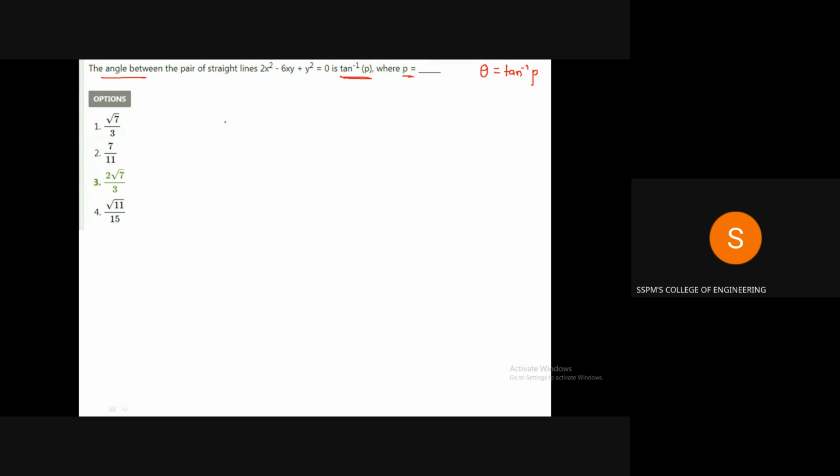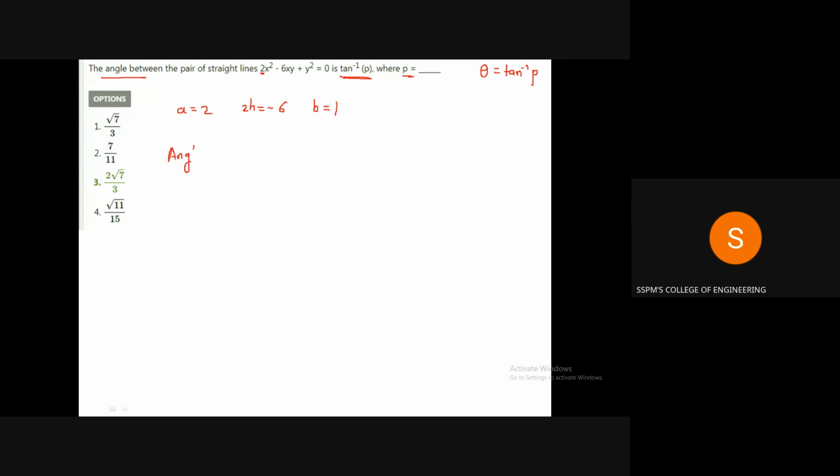So let us compare this equation with standard form. Now you already know what is standard form, so I will write it directly. This 2 is value of a, so a is equal to 2. This minus 6 is what? It is 2h. 2h is equal to minus 6. And what is b? b is equal to 1. If we compare with standard form, we will get these values: a is equal to 2, 2h is equal to minus 6, and b is equal to 1. So see how angle is given.